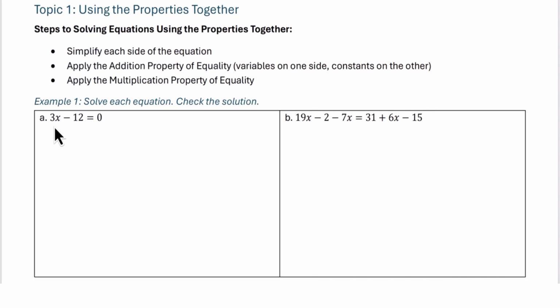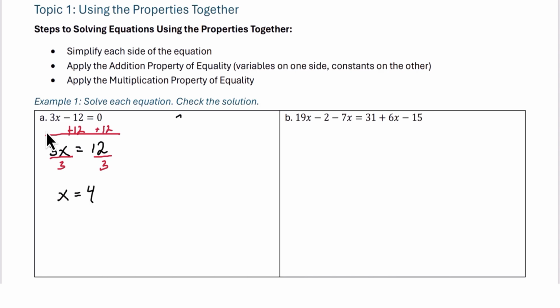Since the variables are on the left, we want to move all constants to the right side. So we need to move this minus 12. We can do that by adding 12 to both sides. 3x equals 12. Finally, we'll divide by 3 to isolate the x. X equals 4.